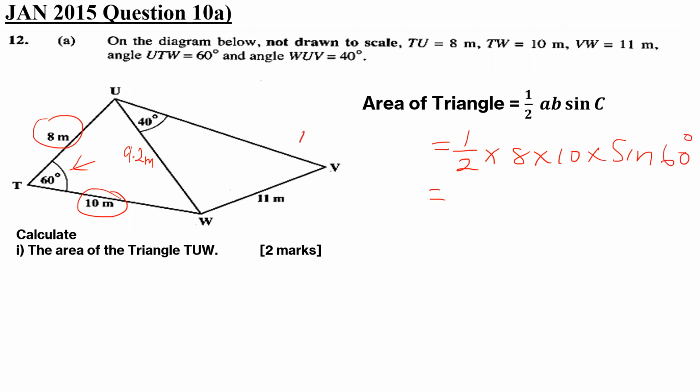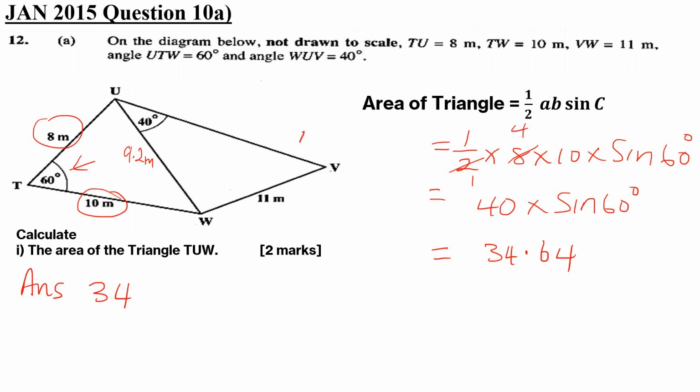Okay, you plug that into your calculator. Half of 8 is 4, so that's going to give me 40 times sine 60 degrees. Plug that into your calculator. And I got 34.64. So I'm going to give my answer as 34.6 meters squared, because remember, we're finding the area. Okay, and that's it.